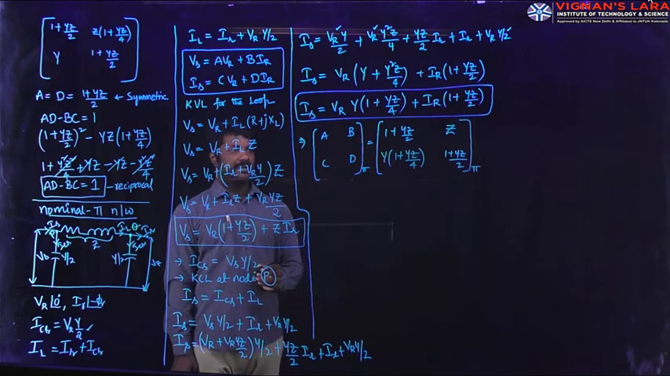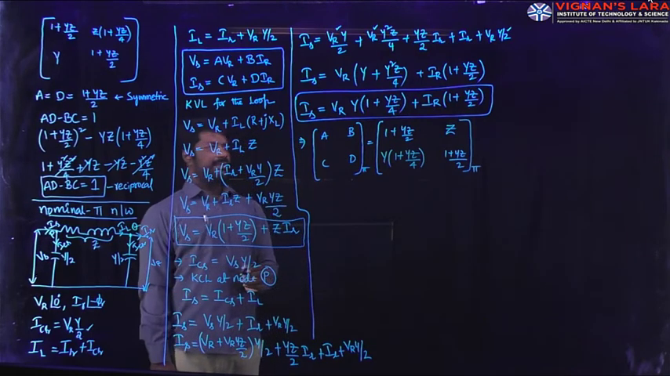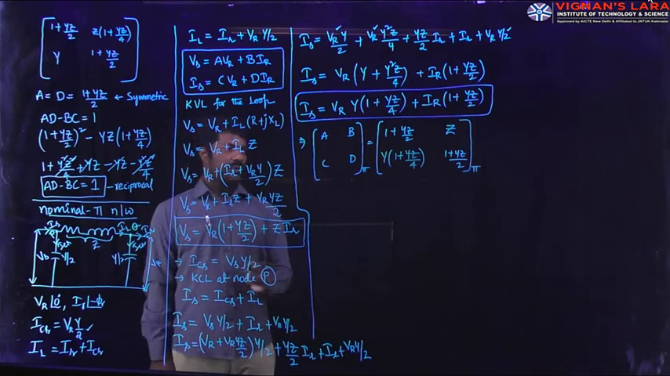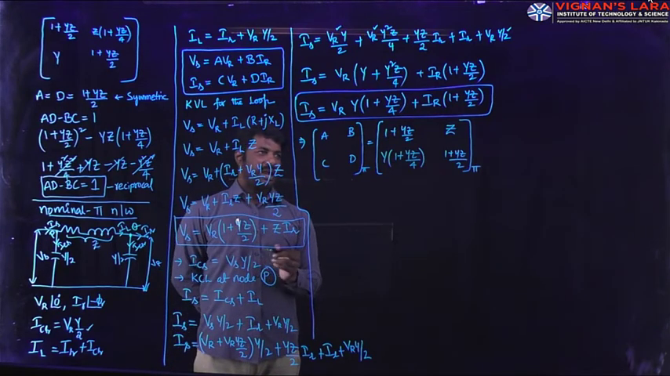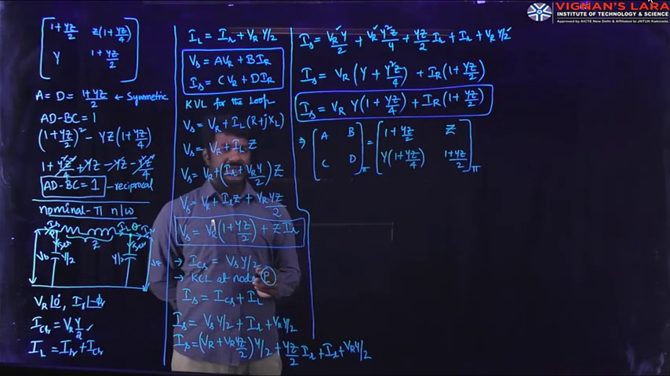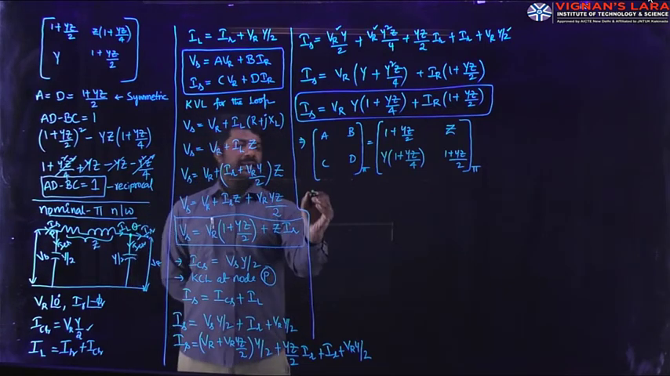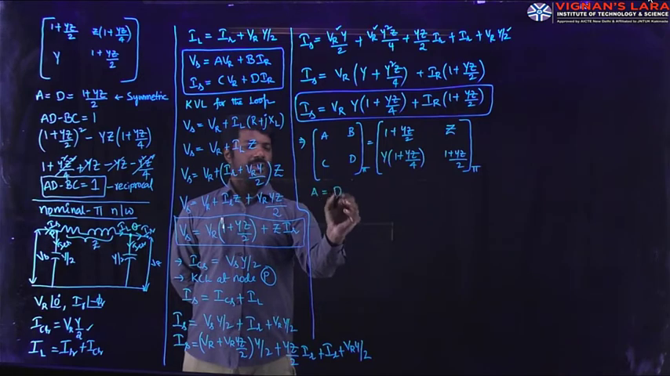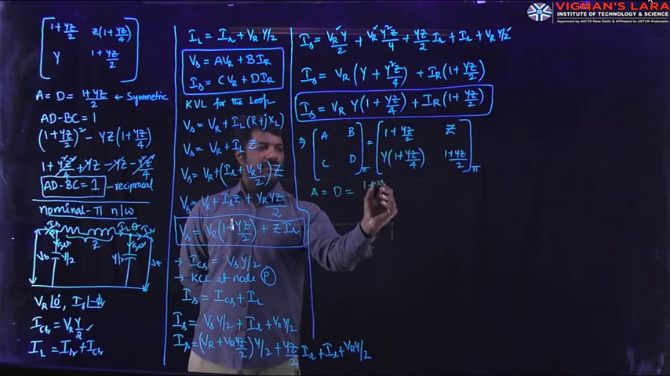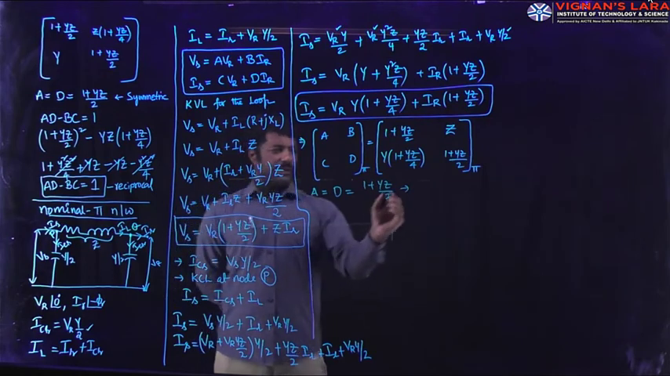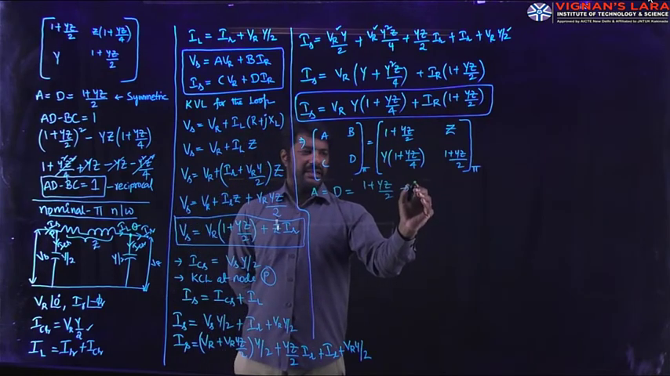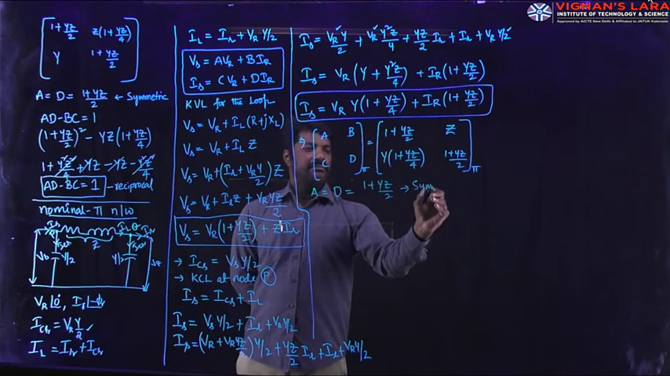After getting these ABCDs, we have to further analyze whether this system is a symmetrical network or not. What is the symmetricity property? A should be equal to D. Here constant A is equal to D, whose value is 1 plus yz by 2. Then I can say that this nominal pi representation of a medium line is a symmetric line.